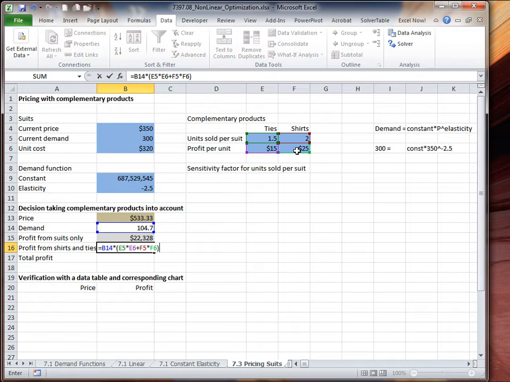Is that equation correct? The equation that I've got says I take the number of suits times the number of ties times the profit per tie. Well, that's right. Plus the number of suits times the number of shirts times the profit per shirt. That looks right. Would you agree? Okay.